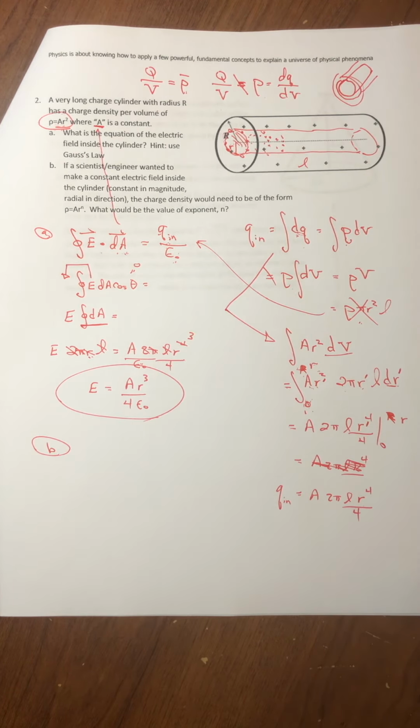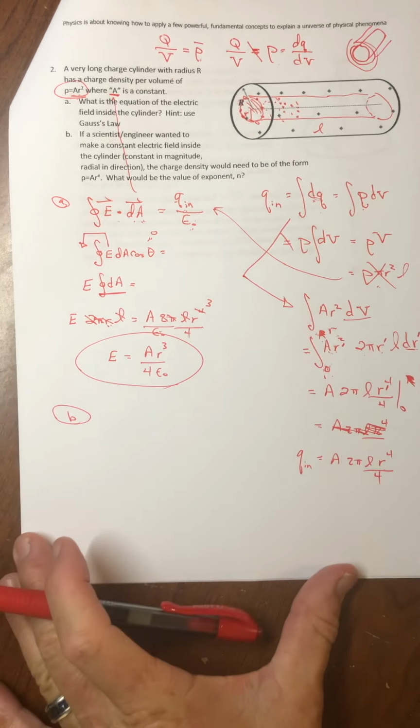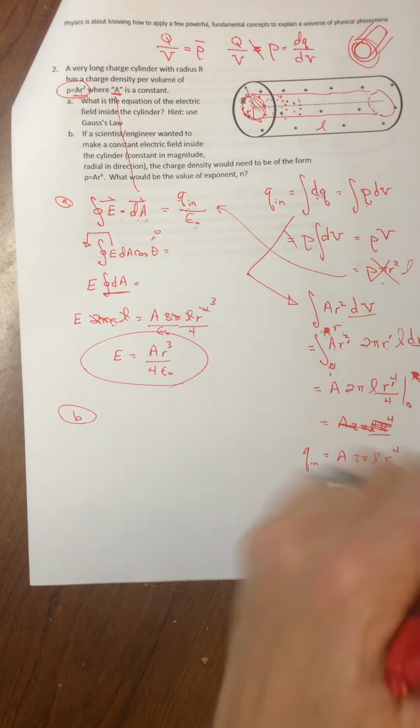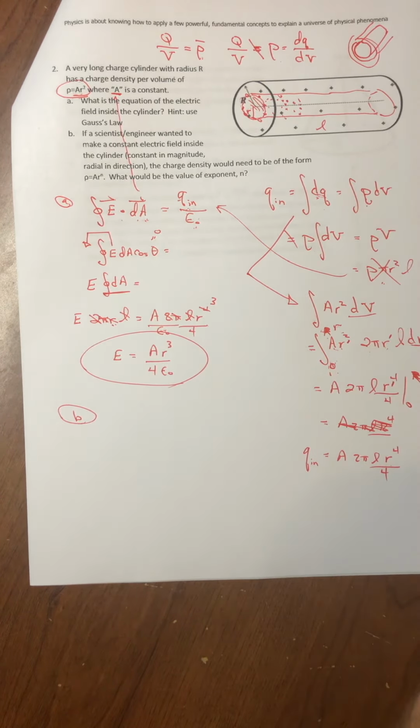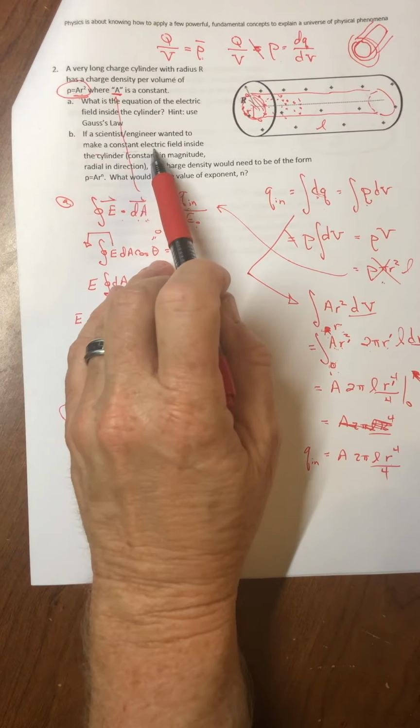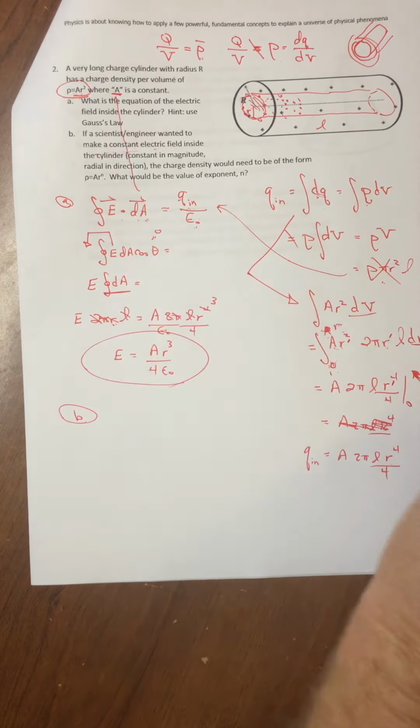Now we can go on to B, and then for B, there's kind of a couple ways we can do it. Maybe a little math review is important just to begin with, because it says here, what if a scientist or engineers wanted to actually construct a cylinder like this? But here's the goal of the construction. It is to make a constant electric field inside.